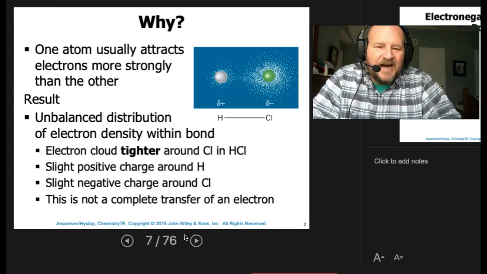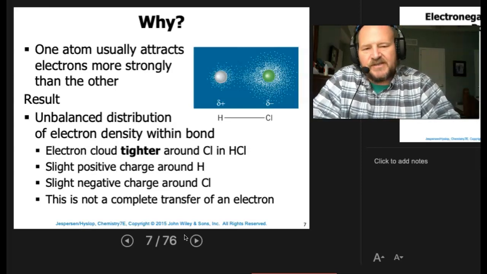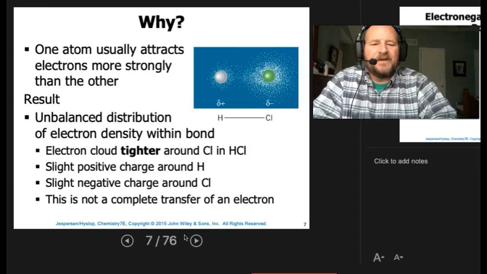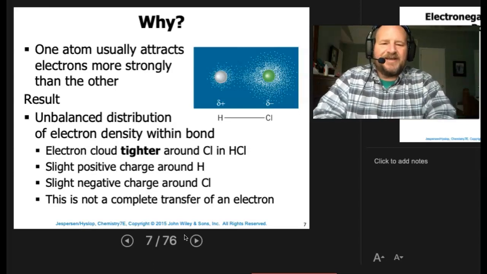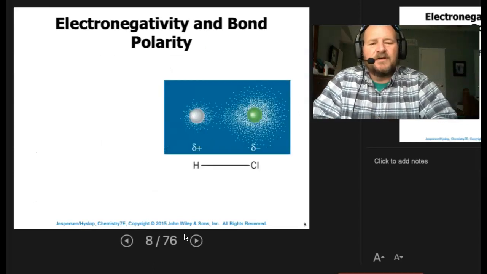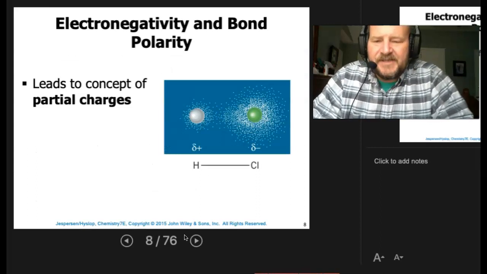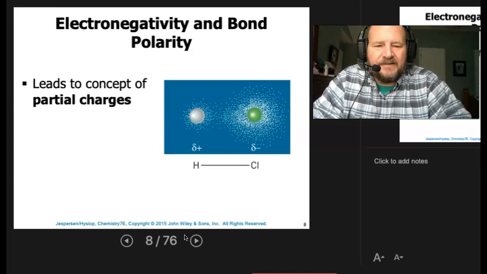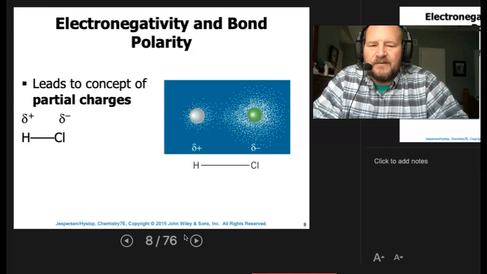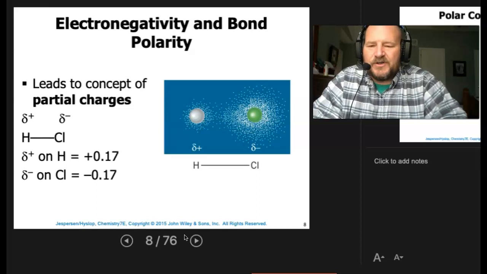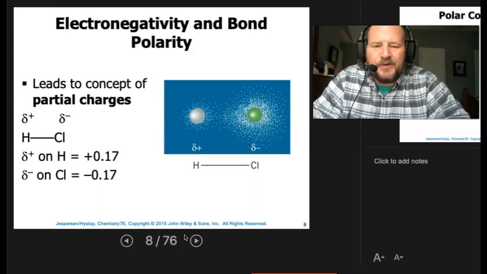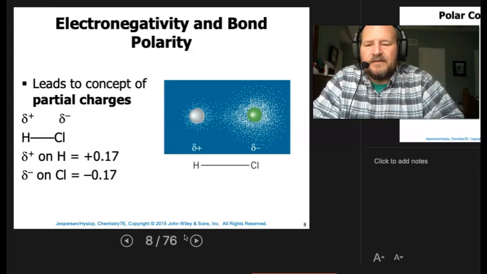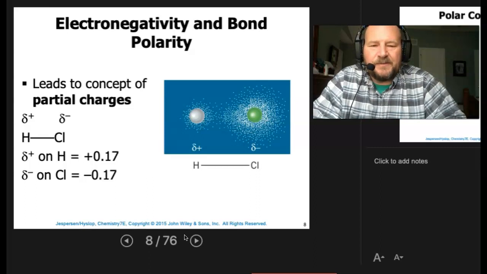Now remember, this is not a transfer though. The electrons are still being shared. They're just not being shared equally. This is going to lead to those partial charges, so that partial negative and partial positive. Now the partial positive on hydrogen is a plus 0.17. The partial negative on the chlorine is going to be a negative 0.17. Now I know what you're saying. Where do we get those numbers?